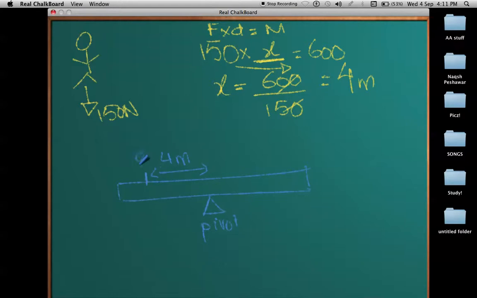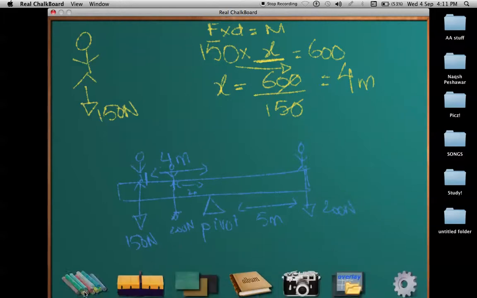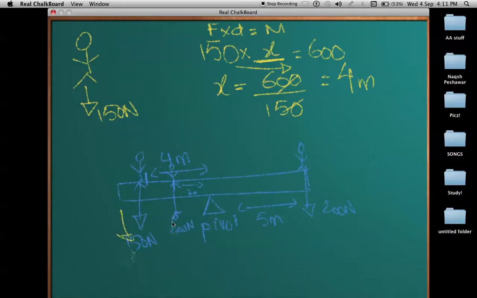So if he sits here, he would be exerting a force of 150 newtons. I was sitting here and I was exerting, this was 2 meters, a force of 200 newtons. And the other friend was sitting here, and this distance was 5 meters, and he was also exerting a force of 200 newtons. Now you can see that both of these forces would give me anti-clockwise moment, because this would take it here as well, this would take it here as well. So let's just find out the sum of these two moments.